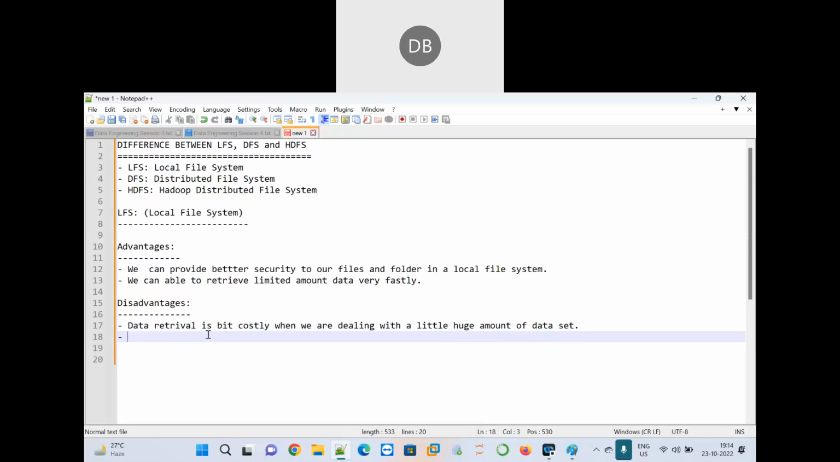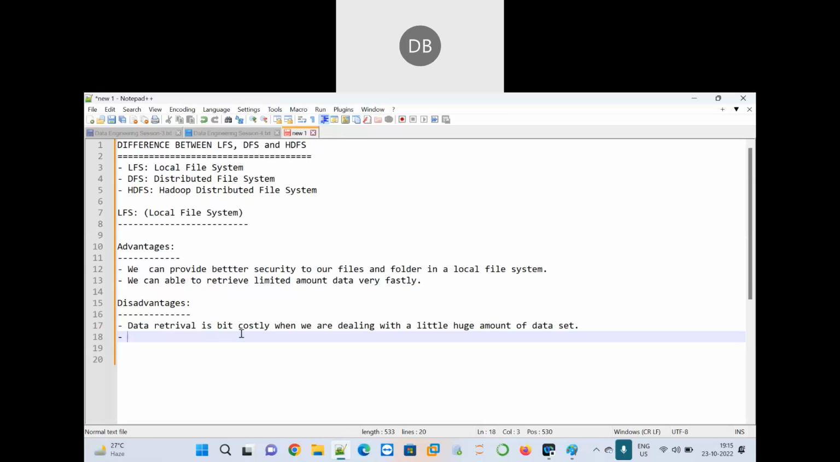Suppose you are going to copy 2 to 5 GB of data into your pen drive, then definitely it will take much time, right? But whenever you are going to copy around 500 KB or up to some MB, then we can retrieve it very fast. So on one side, retrieval is sometimes very fast in the case of a low data set, whereas the retrieval process becomes a very costly operation, especially when we are going to deal with a huge amount of data.